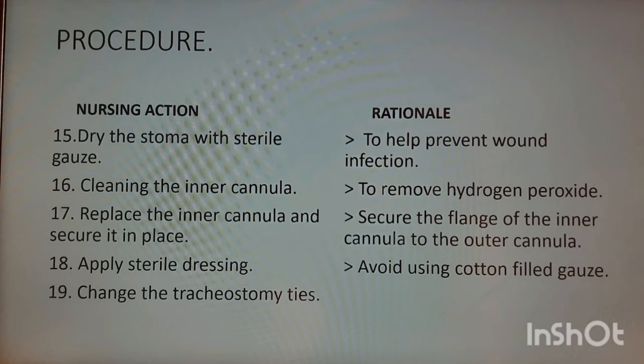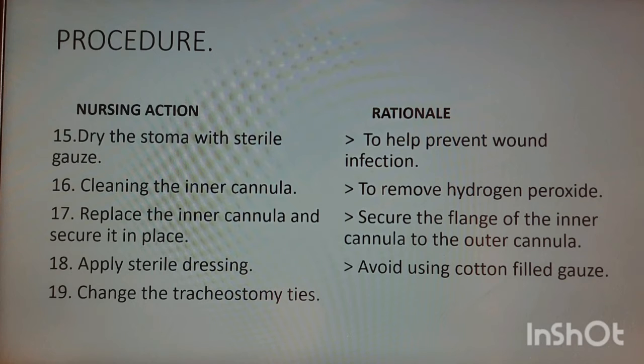Next, we have to gently tap the cannula against the inside of the sterile saline container after rinsing, in order to remove the solution adhering to the cannula. Next, replace the inner cannula and secure it in place. Insert the inner cannula by grasping the outer flange and pushing in the direction of its curvature. Lock the cannula in place by turning the lock into position. This secures the flange of the inner cannula to the outer cannula.